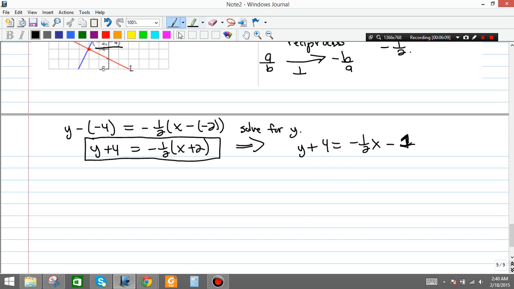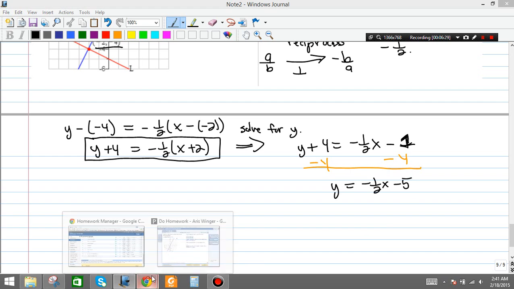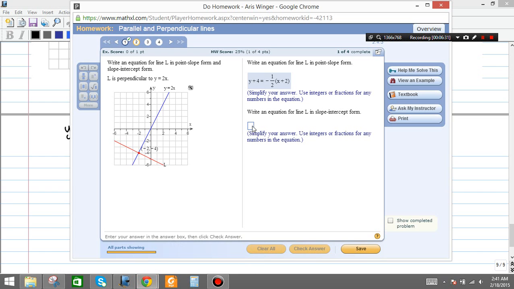And we're going to subtract 4 on both sides. Subtracting 4 on both sides takes us to y equals negative 1/2 x minus 5. We'll put that in. Y equals negative 1 divided by 2 x minus 5.